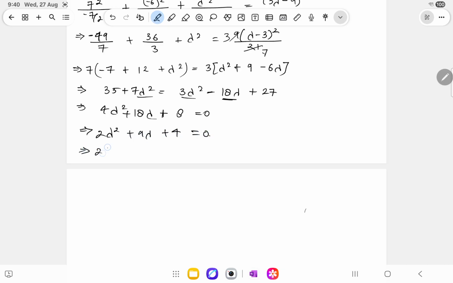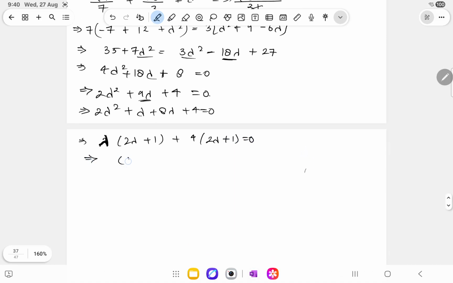So I'll get 2 lambda square plus, it can be written as, lambda plus 8 lambda plus 4 equals 0. If I take lambda as common, I'll get 2 lambda plus 1, and from here I can take 4 as common, so I'll be left with 2 lambda plus 1. So it is basically (2 lambda plus 1) into (lambda plus 4) equals 0. From here I got two values of lambda, which are minus 1 by 2 and minus 4.